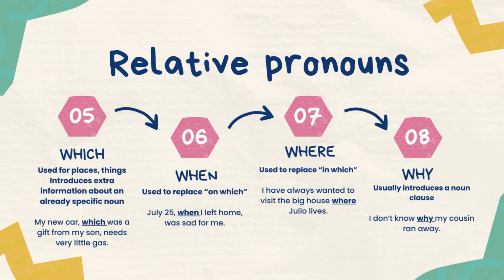Then we have number 6, that is when, and we use it to replace on which. For example, July 25, when I left home, was special for me. Then number 7 is where, and we use it to replace in which. For example, I have always wanted to visit the big house where Julio lives. And I have to mention that when and where can only replace on which and in which, but they cannot replace just which.